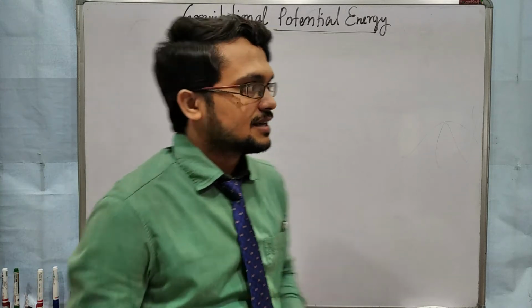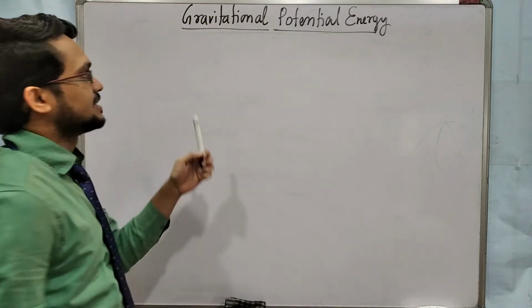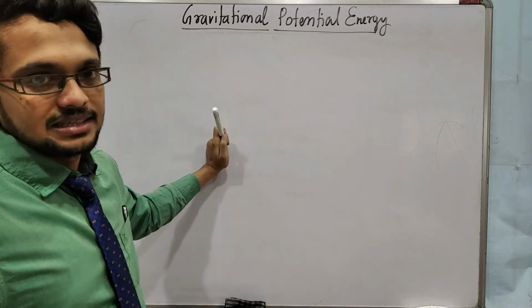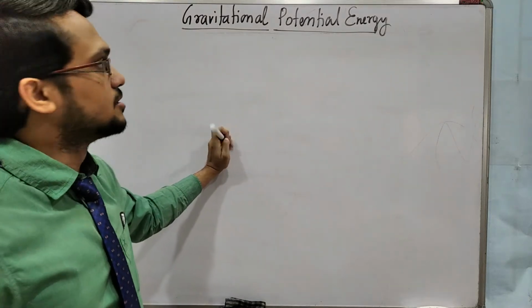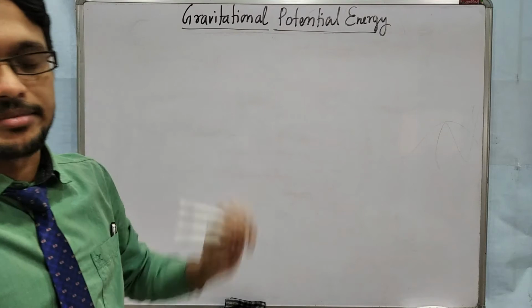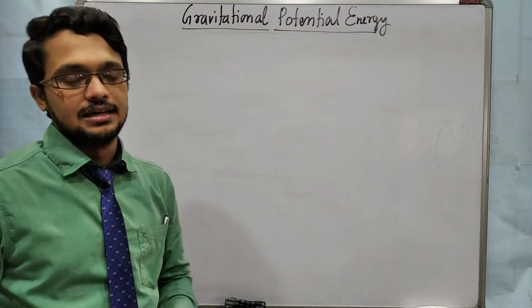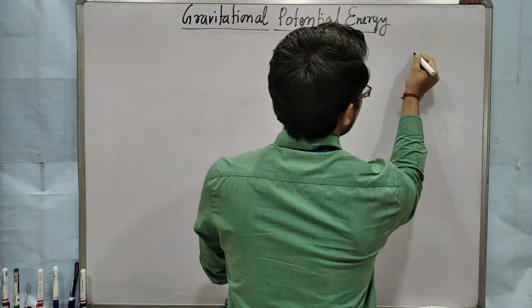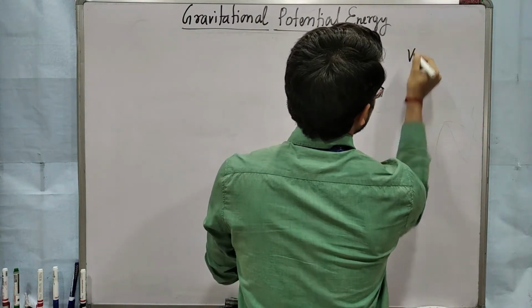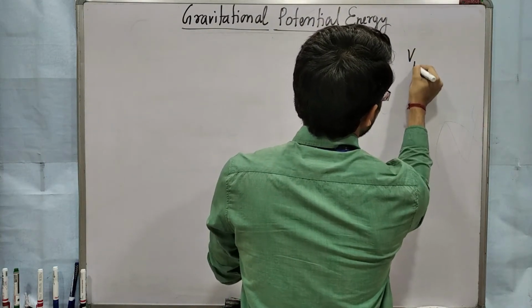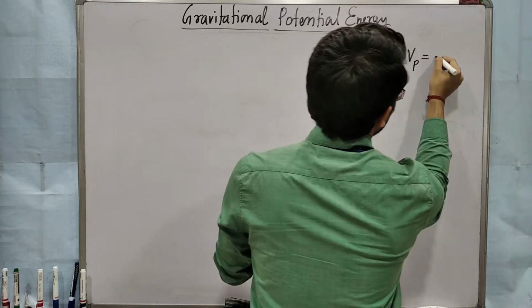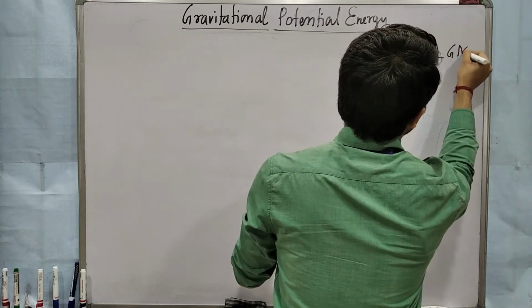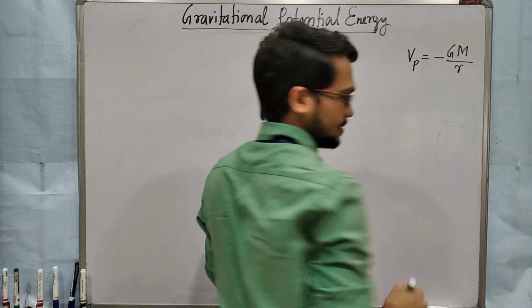Hello students, in this class we will see the next part, that is gravitational potential energy. We have already discussed gravitational potential, and I hope you all remember the formula. It is denoted by Vp, equal to minus GM by r.